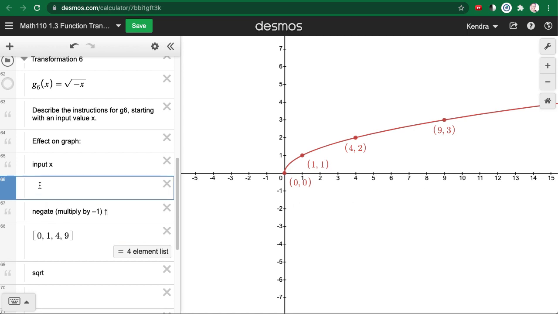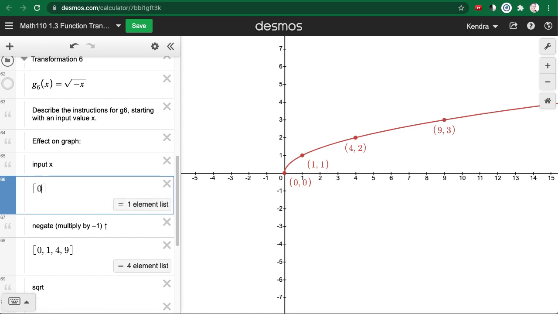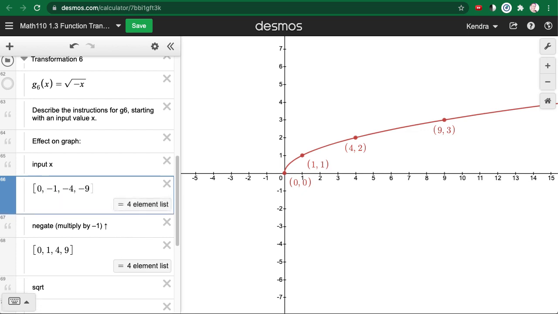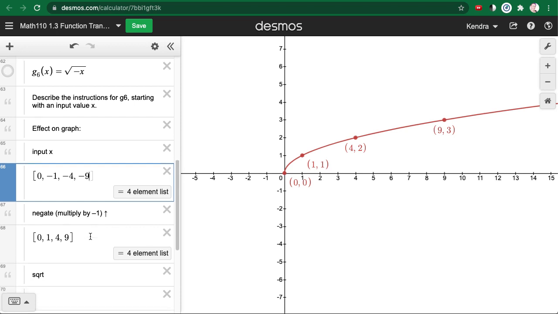So if I want to multiply them by -1 or take the negative of them in order to get to this point, then I have to start with the negatives of these numbers. So the negative of 0 is 0, the negative of 1 is -1, the negative of 4 is -4, and the negative of 9 is -9. In this case, the inverse function of multiplying by -1 is again multiplying by -1.